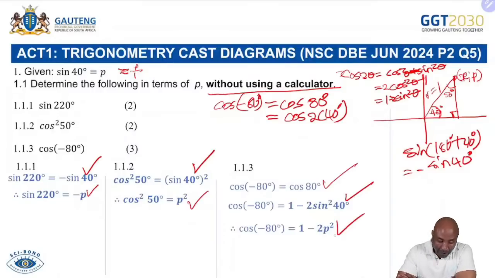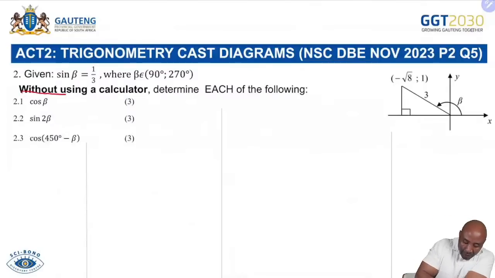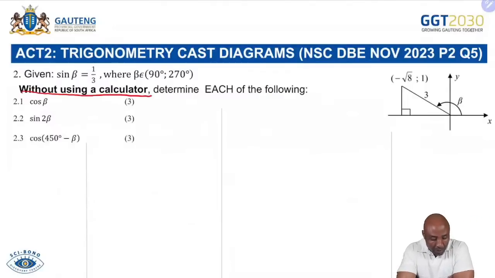They are straightforward. Second activity, we are given that sine beta is 1 over 3, where beta is between 90 degrees and 270 degrees. Without using a calculator, we should be able to deduce the following. Now, we should be able to answer that question in 6 minutes.